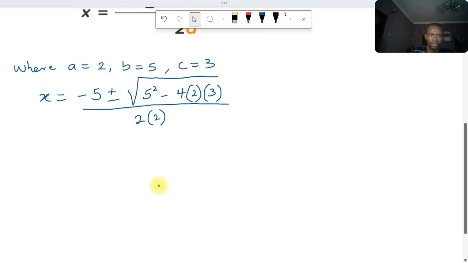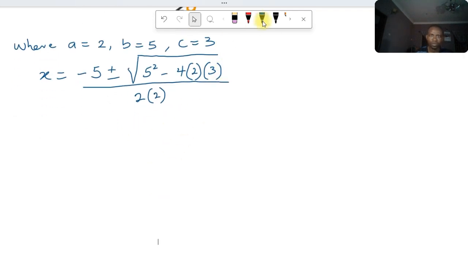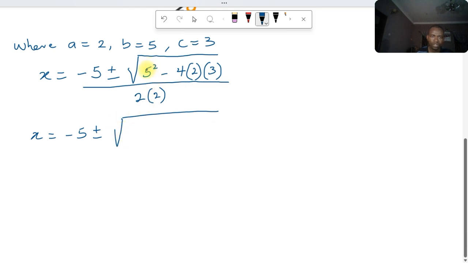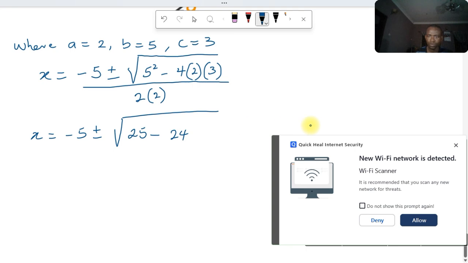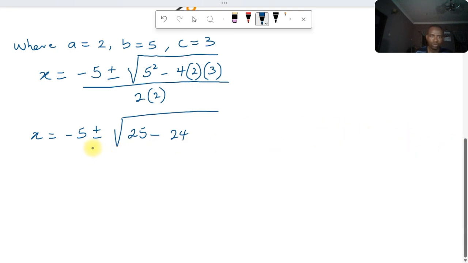Let's proceed. From there we have x equal to minus 5 plus or minus the square root of: 5 raised to power 2 is 25, minus 4 times 2 is 8, and 8 times 3 is 24. All over 2 times 2, that is 4.